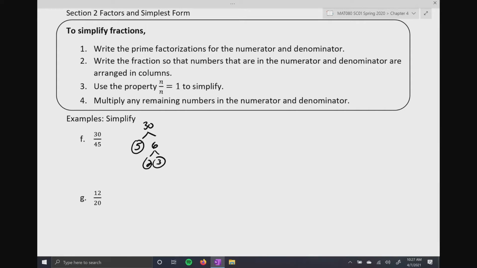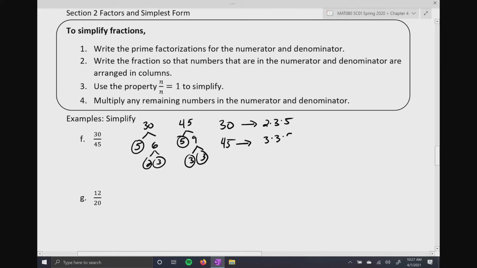So 30 is 2 times 3 times 5. Now let's go ahead and do 45. 45 is going to be 5 times 9. 5 is prime. 9 is 3 times 3. They're both prime. Now, one thing I do like to do is write them in order from smallest to largest.